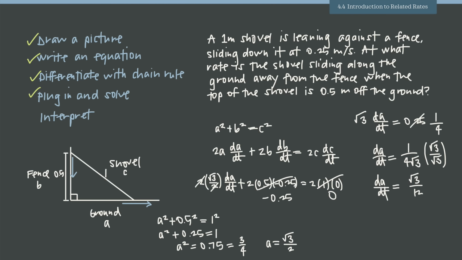And so our last step then is to interpret. And what does this mean? Well, the fact that the value is positive means that the length of A is increasing, and that matches what we know about this problem. The shovel is sliding away from the fence, which means the length of side A is going to be increasing. So the fact that this is positive, that checks out. And it just tells us that the shovel is sliding away from the fence along the ground at a rate of root 3 over 12 meters per second. And so that's how we interpret that answer.